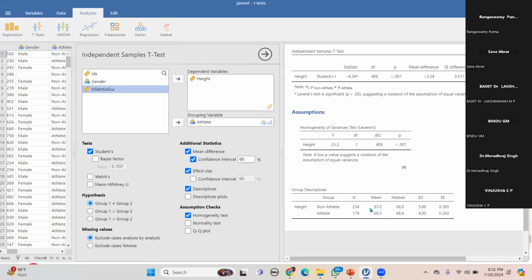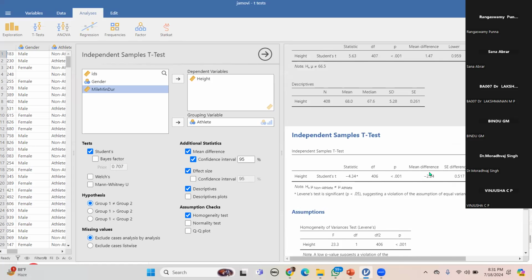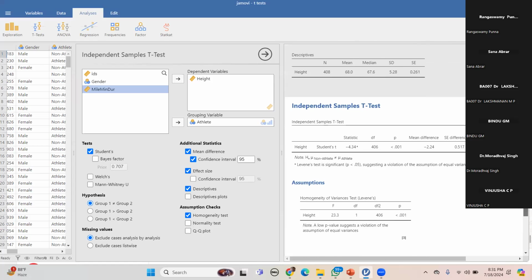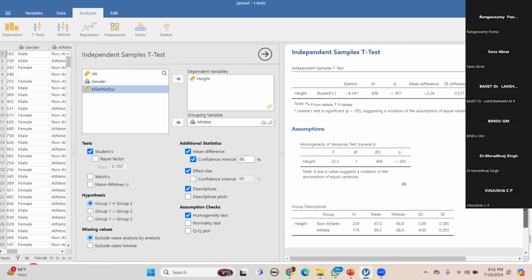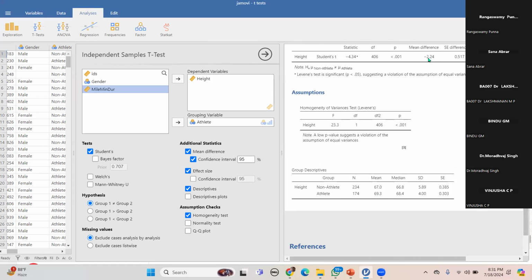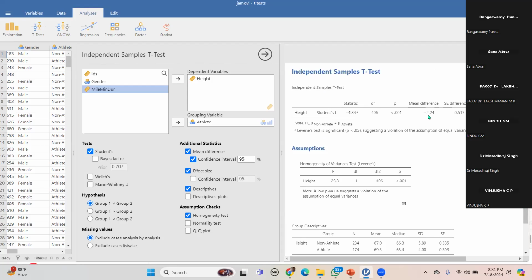Now I want to see whether there are any differences. When it comes to the difference, I can see 2.24. Don't worry about the minus or plus here; it depends on how you are putting the values. So the difference between athlete and non-athlete categories is 2.24 inches. We have a 2.24 inch difference between the athlete and non-athlete category.